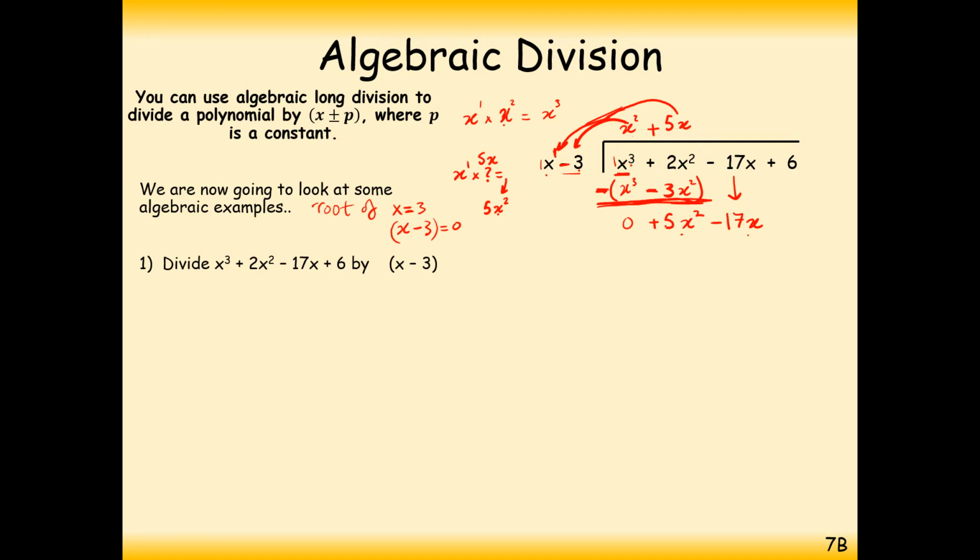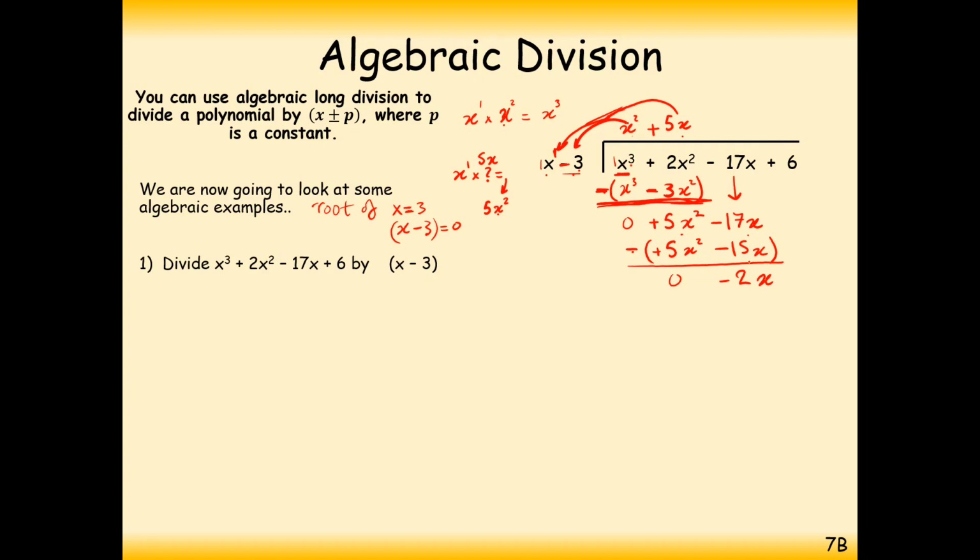So 5x times x is 5x squared, as I need it to be, so that they cancel away. The first term has to cancel away. The second term doesn't necessarily have to. 5x times minus 3 is minus 15x. Once again, I'm going to put a bracket around it when I'm subtracting, because I know the first 5x and the 5x cancel away, but this minus and a minus make a plus. So I'm adding 15 to minus 17, so I get minus 2x there.